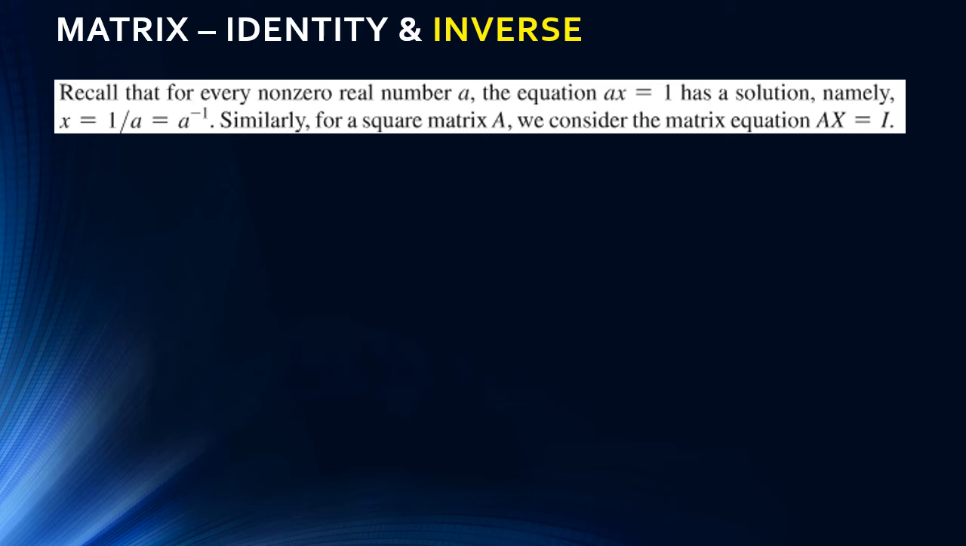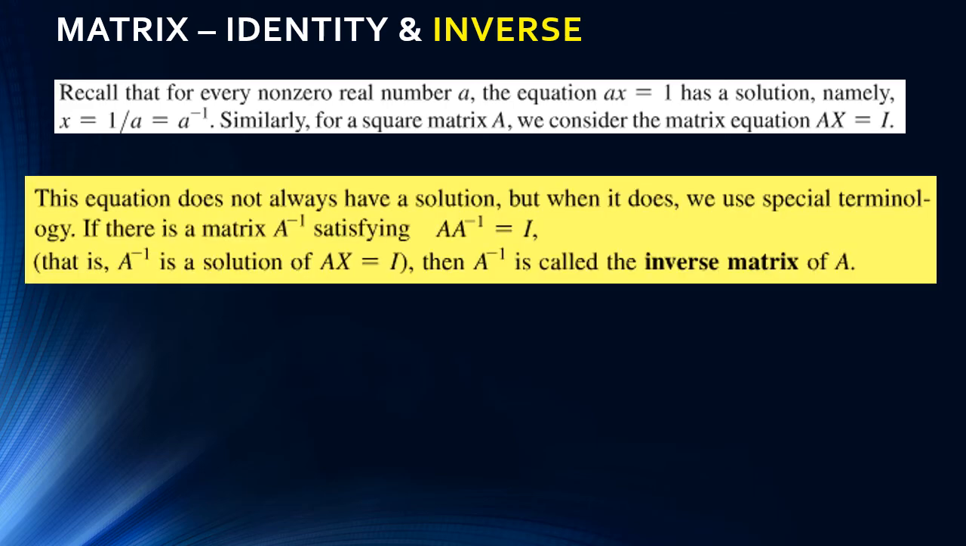Recall that for every non-zero real number A, the equation AX equals 1 has a solution. Namely, x equals 1 over A, or A to the negative 1, which is really the inverse of A. Okay? Similarly, for a square matrix, we consider the matrix equation AX equals I. This equation does not always have a solution, but when it does, we use special terminology. If there is a matrix A to the negative 1 satisfying A times A to the negative 1 equals I, then that matrix A to the negative 1 is a solution of that equation we just mentioned, and A to the negative 1 is called the inverse matrix of A.